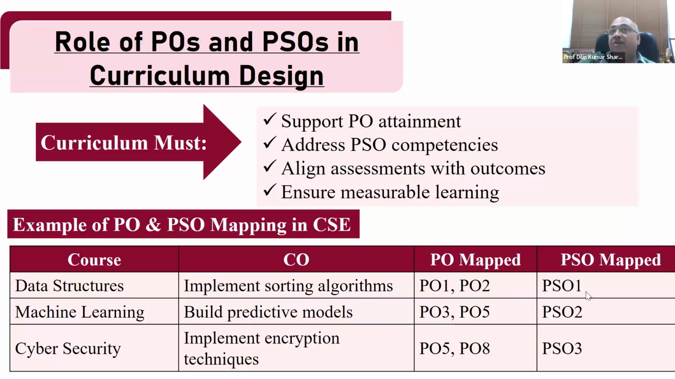Then also this is mapped with the PSO. So you are going to have 2 to 4 PSOs. Then which PSO is it mapping? Similarly, say machine learning, build predictive model. Suppose it is mapping with PO3 and PO4. And say your PSO2, cyber security course, implement encryption techniques, for example, then it is mapped with PO5 and PO8, and PSO3 like that.